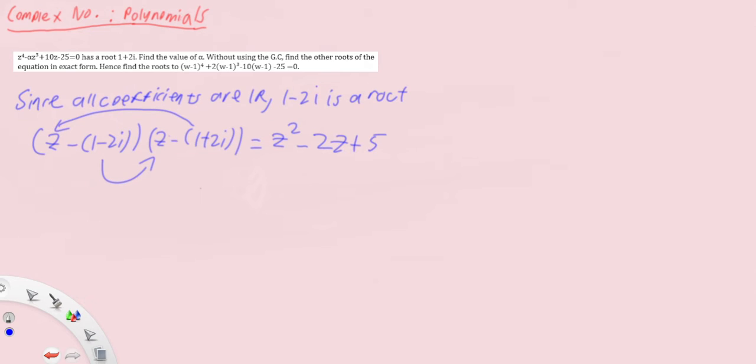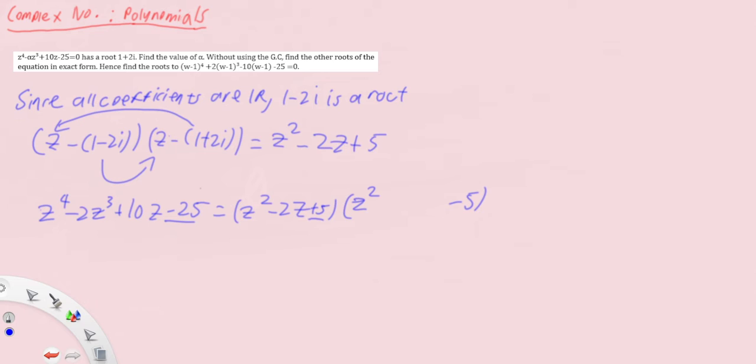So from the quartic equation, we have z to the power 4 minus 2z cubed plus 10z minus 25 equals z squared minus 2z plus 5 times the other factor. This is the first quadratic factor. Now, the other quadratic factor, very simple. The power 4 coefficient is 1, so the quadratic factor will have z squared only, with coefficient 1. Plus 5 here is minus 5, so the constant here is minus 5.